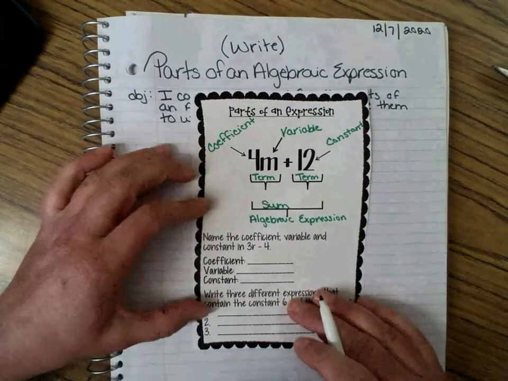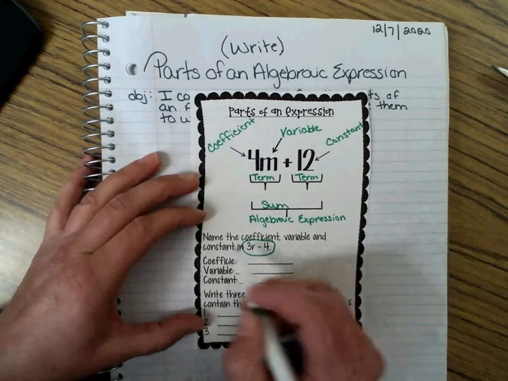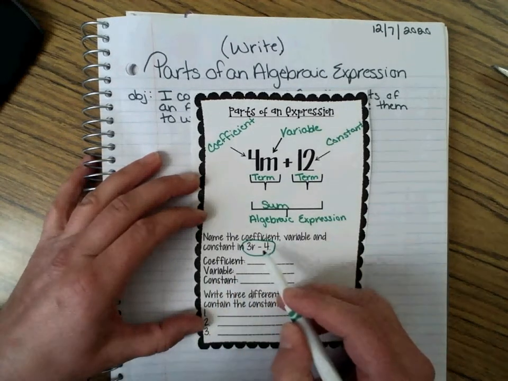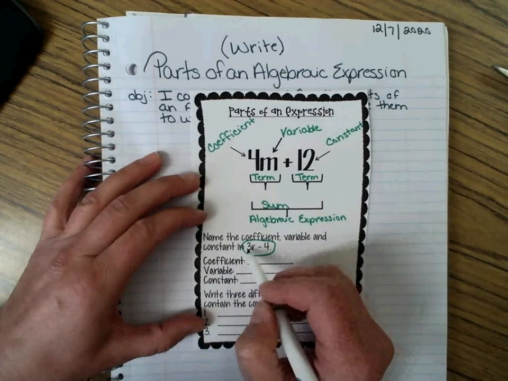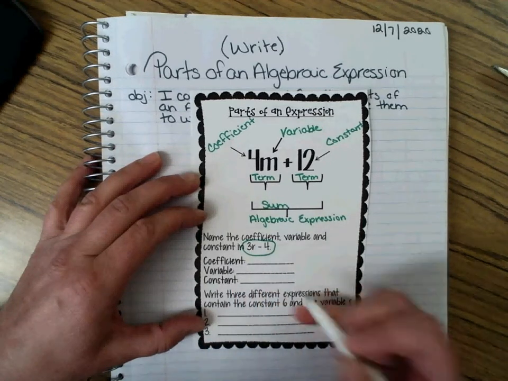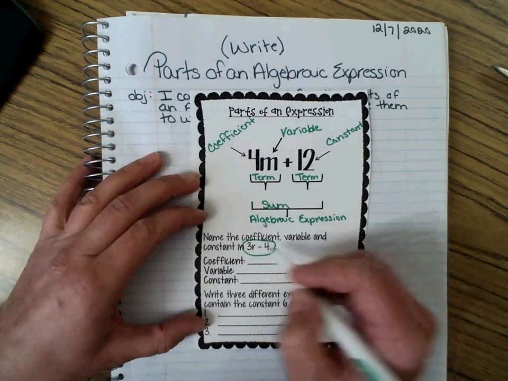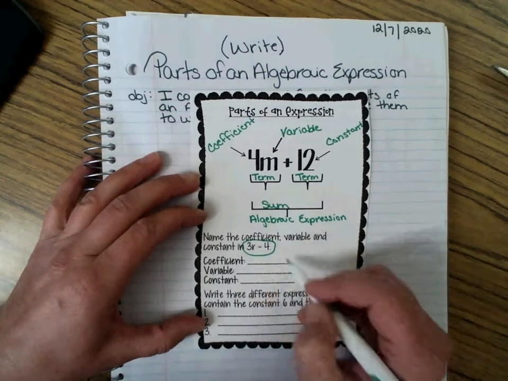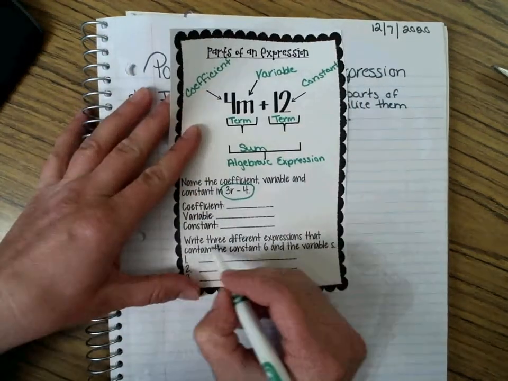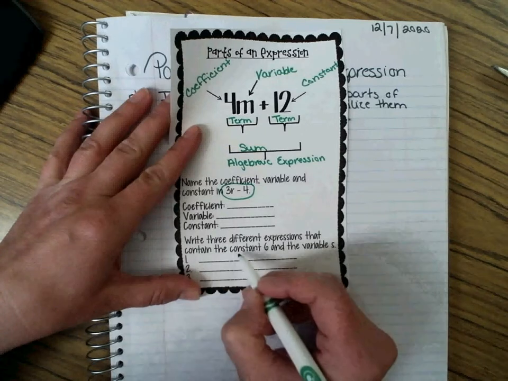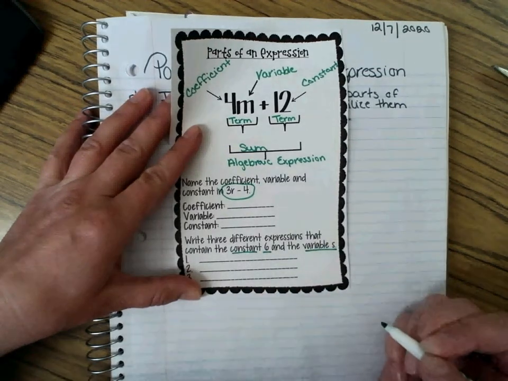So now, the next part of this is you have this question. It says to name the coefficient, the variable, and the constant in 3r minus 4. So you're going to list them right here on the blanks. And this is one of those questions that you're going to have to answer in Wisdom for me. Okay? So then it tells you to write 3 different expressions that contain the constant 6 and the variable s.